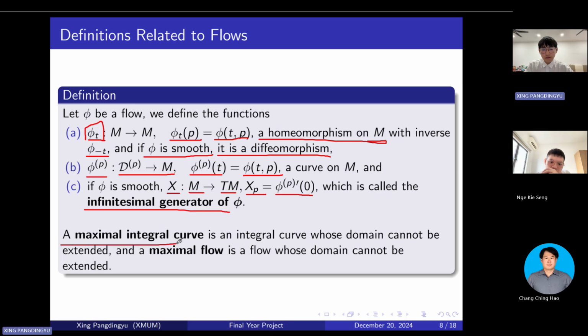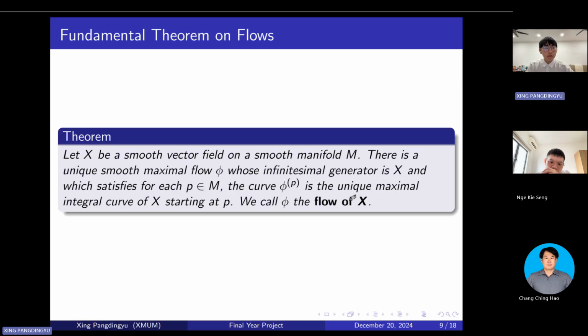Also, a maximal integral curve is an integral curve whose domain cannot be extended, and a maximal flow is a flow whose domain cannot be extended. So now let's go to the fundamental theorem on flows. Let X be a smooth vector field on a smooth manifold M. There is a unique smooth maximal flow whose infinitesimal generator is X, and which satisfies, for each p in M, that the curve phi p is the unique maximal integral curve of X starting at p.